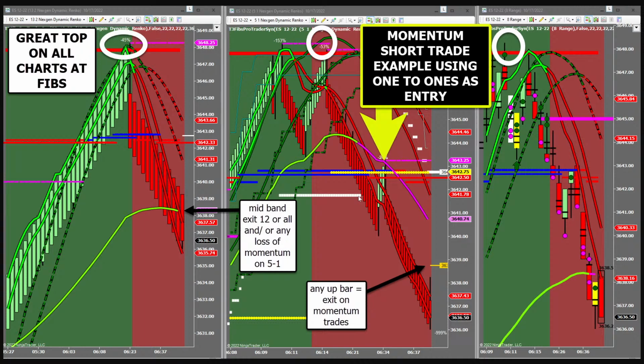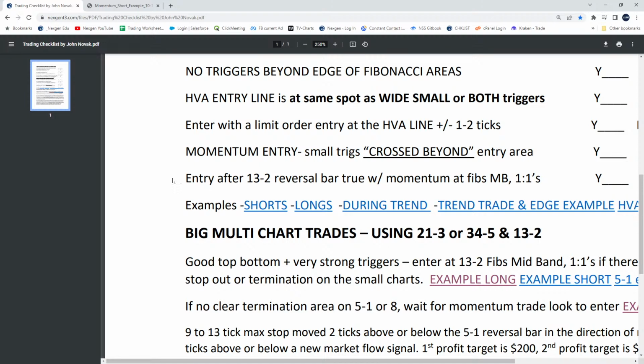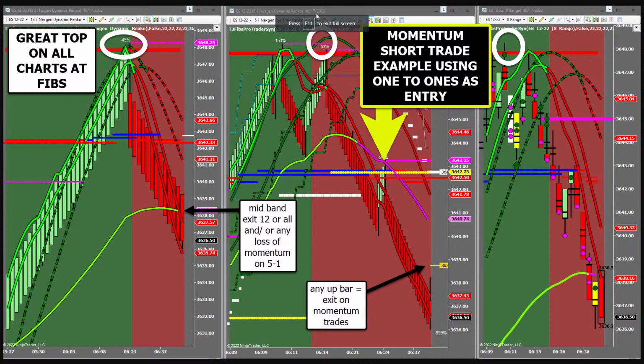So the rule says, and again, let me go back to the rules just for grins and giggles. The rules say you have to have at least a 13.2 bar true. And the small triggers have to be crossed in the right direction beyond the area you're trying to sell. So it looks like this. Good top, good top, good top. At least a 13.2 down bar, which trust me, that will save you nine ways to Sunday.